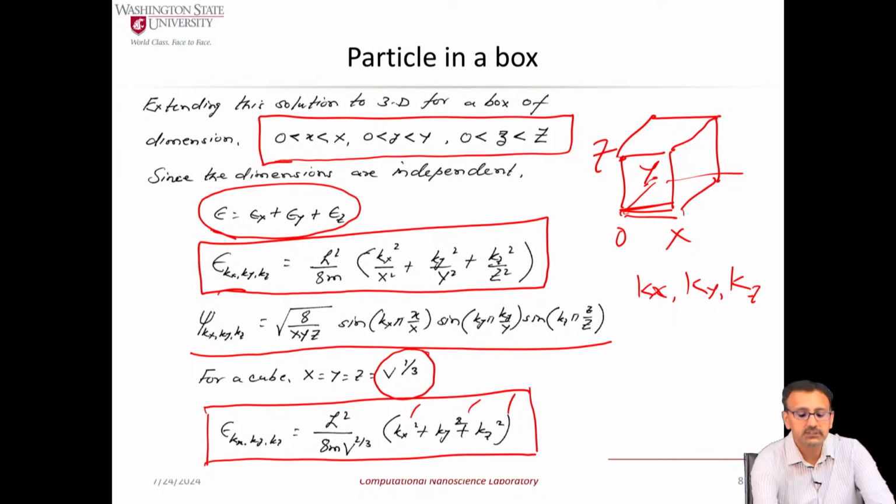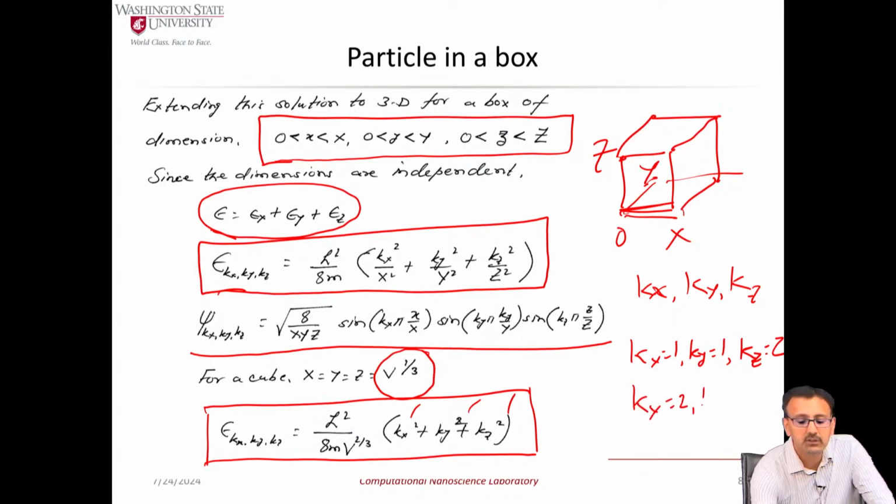So, let us think of a situation where kx is 1, ky is 1, and kz is 2, a combination of the 3 quantum numbers. Now, if I think of another situation where kx is 2, ky is 1, and kz is 1, what happens to the sum of the squares?